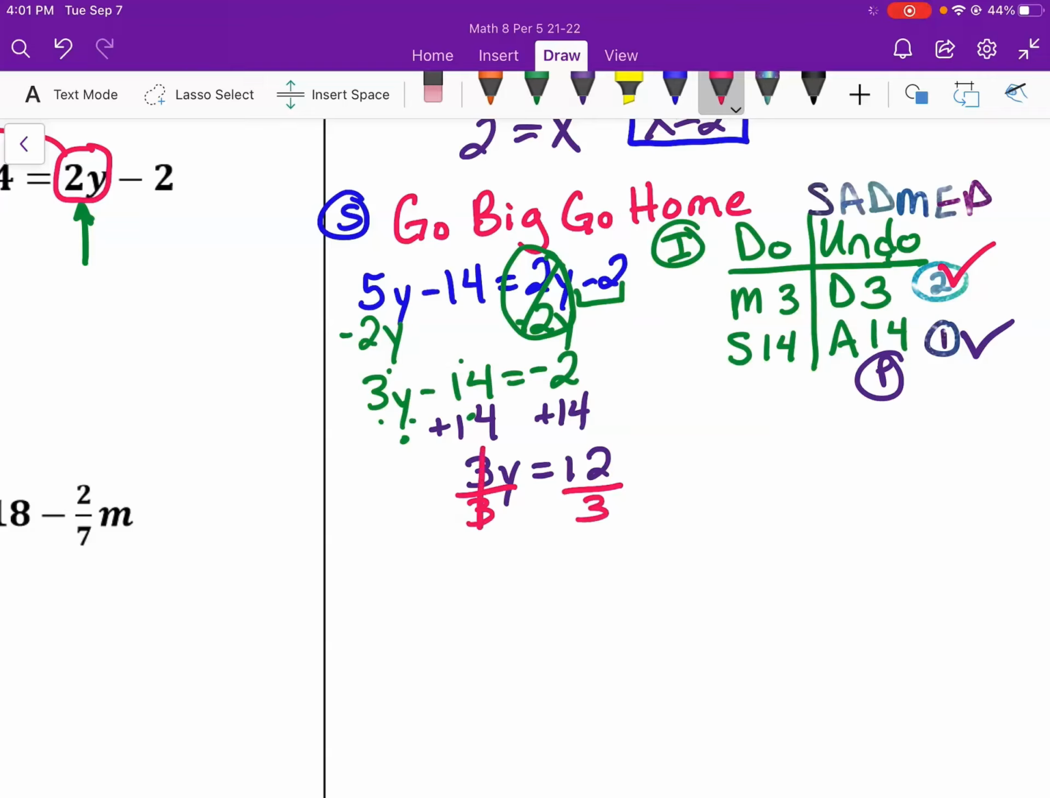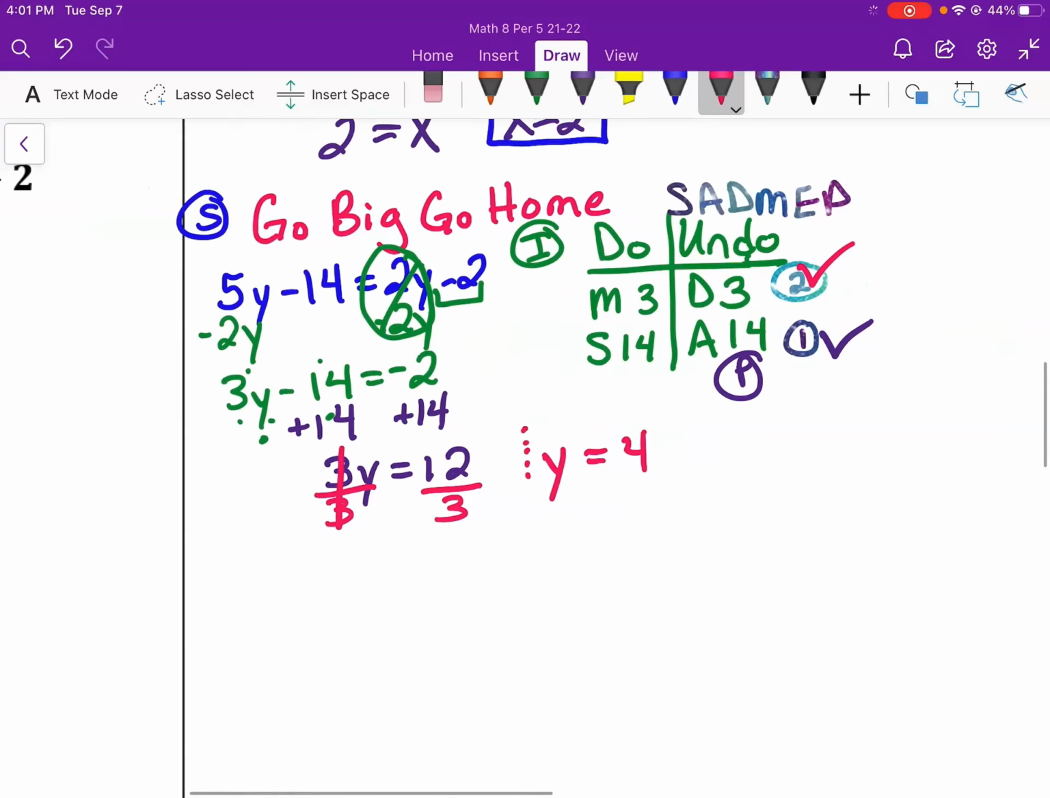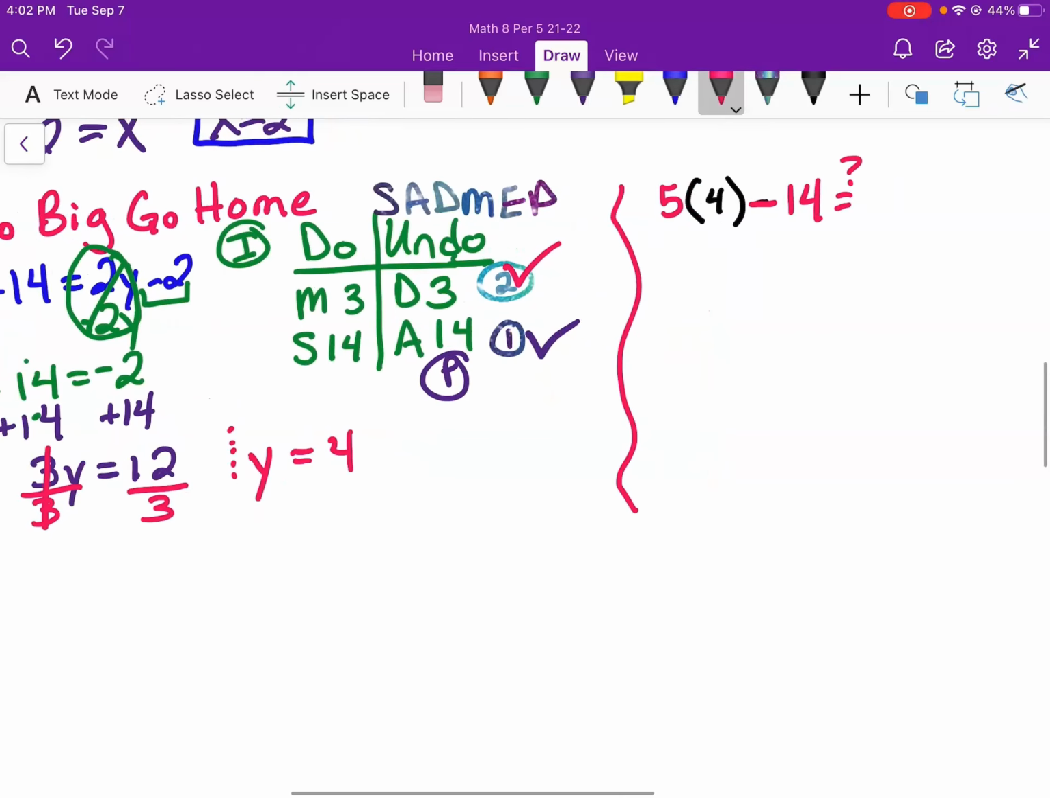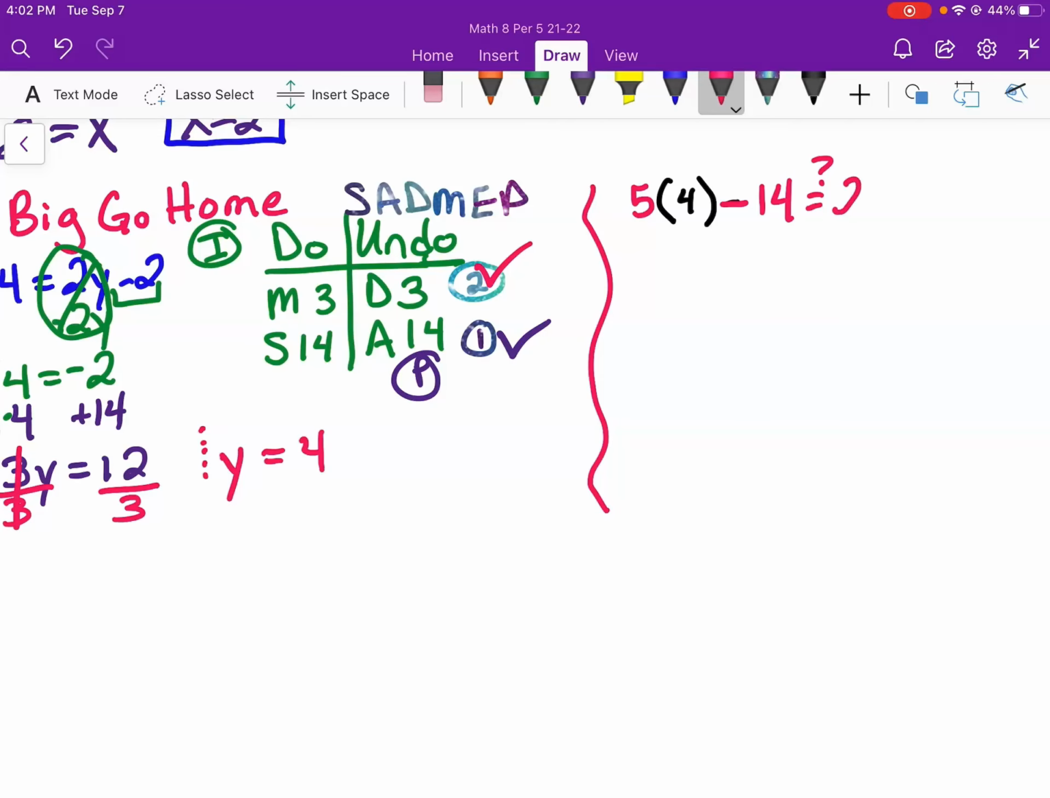Okay, any number divided by itself is 1. And then 12 divided by 3 is 4. Am I done? Nope, one more step to go. I've got to do my check step. So I go back to the original equation, and I'm going to plug in what I think y is. And remember, original equation, all the way back to before we switch sides on anything.